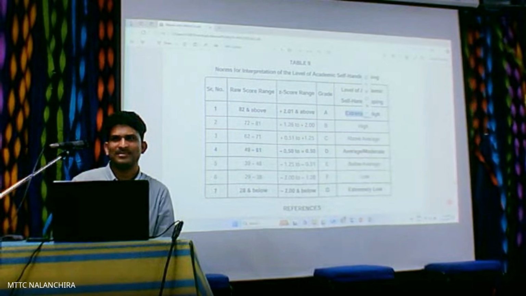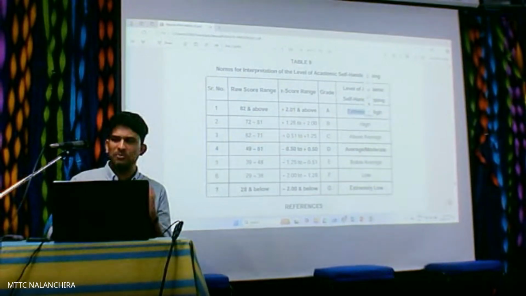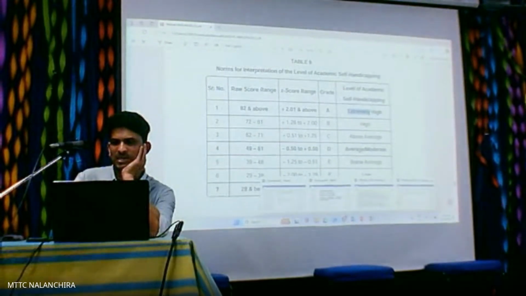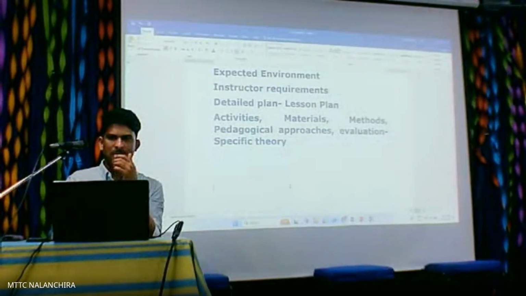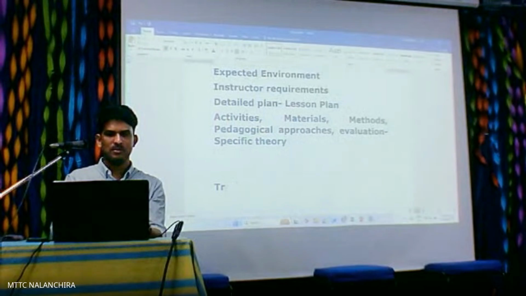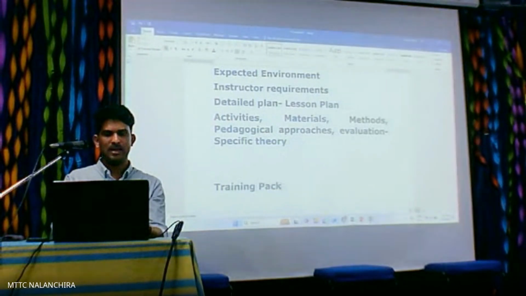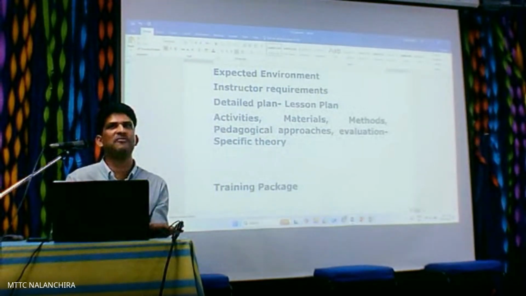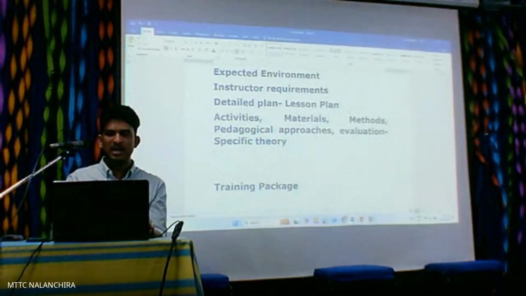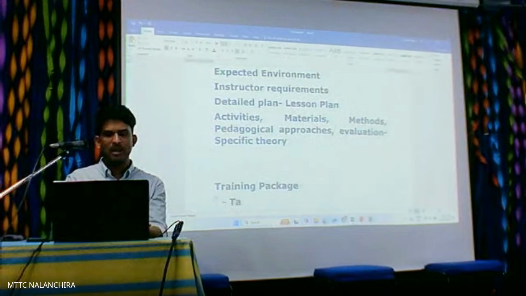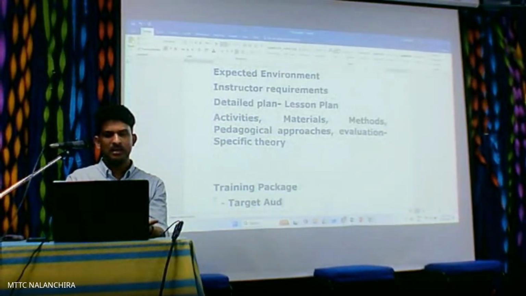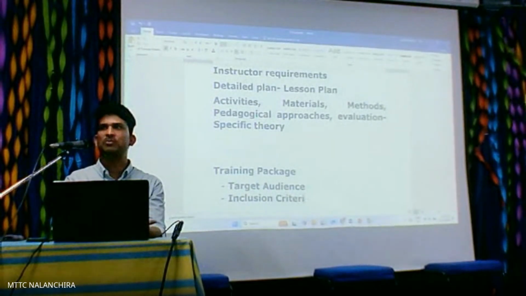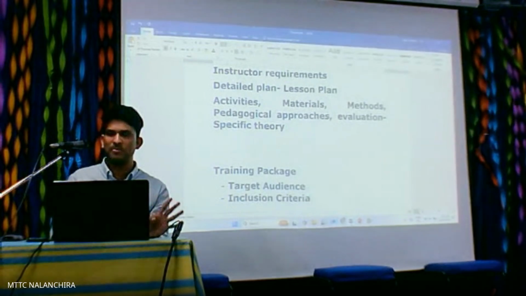Training package. This way we can also do this way. If it is a training package, suppose... Actually, as far as my knowledge is concerned, there is no hard and fast rule for the training package. Here, the main thing is that you have to identify the target audience, and the inclusion criteria. What is your criteria to be included in that? That should be one thing.